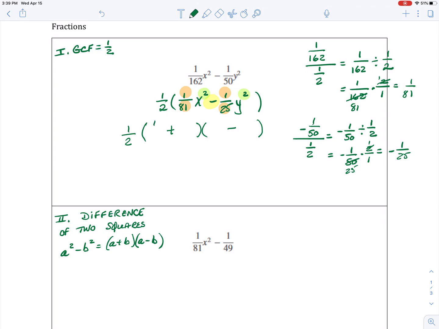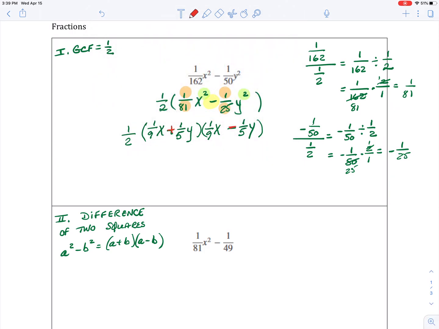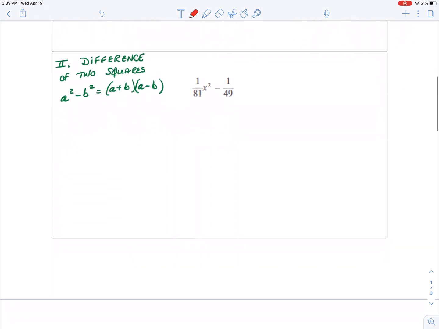So taking the square root of 1 over 81 and the square root of x squared, those get split up into each of the 2 parentheses. Then taking the square root of 1 over 25 y squared, you can see that this comes out with a lot of kind of intimidating fractions, but I think the important thing to remind you of here is that this difference of 2 squares goes into a positive and a negative in the parentheses. All right, this next one is pretty much like that previous one. It's, again, the difference of 2 squares.